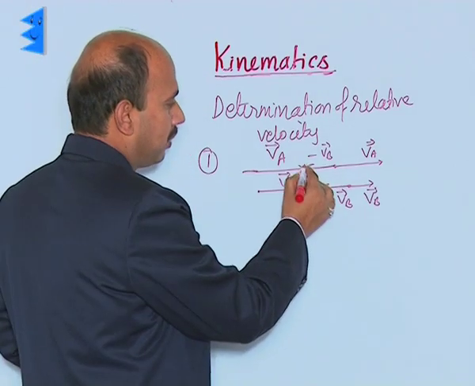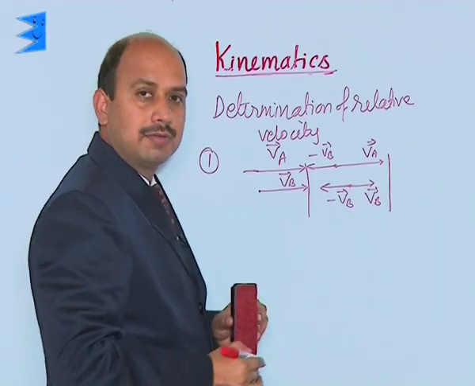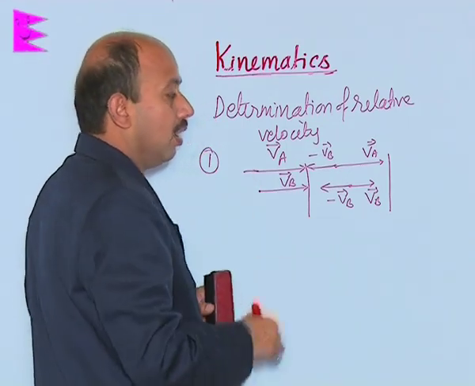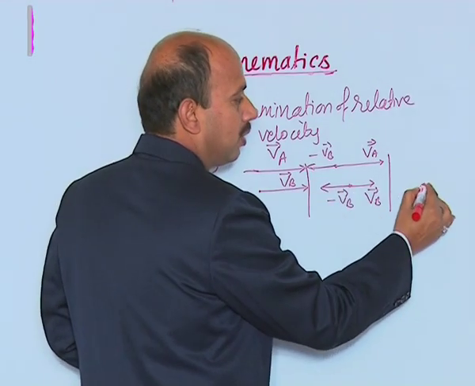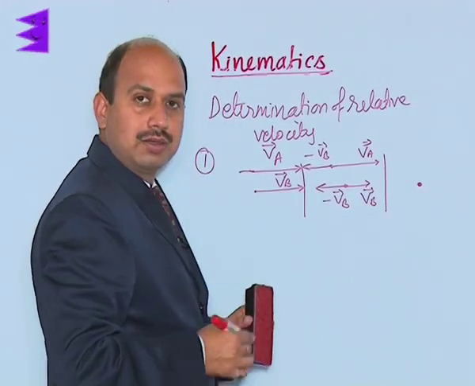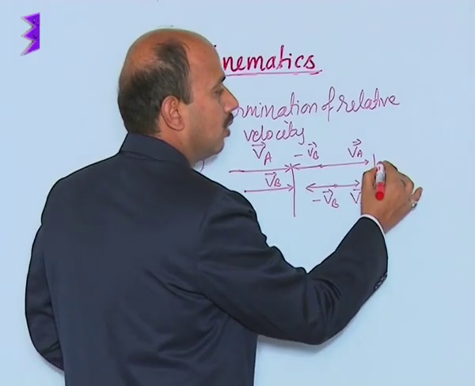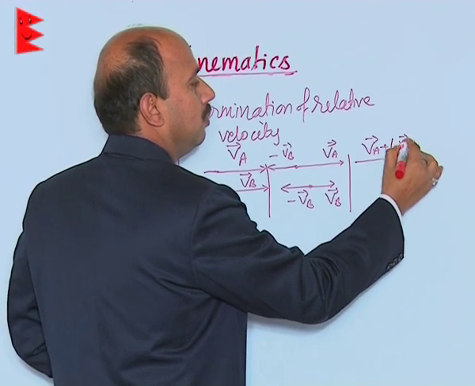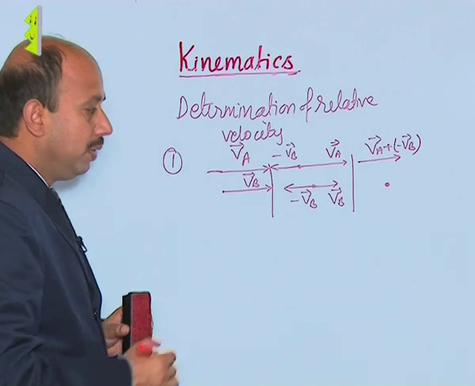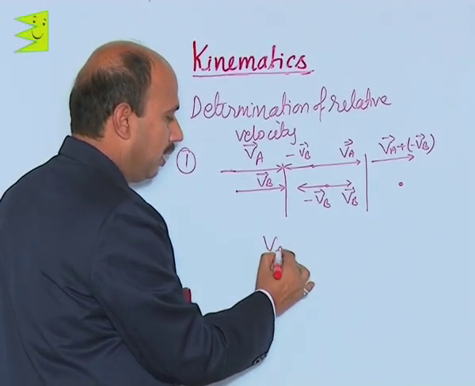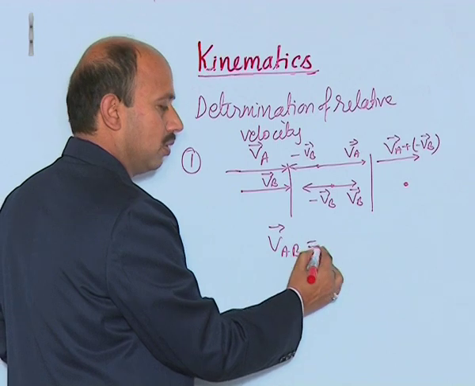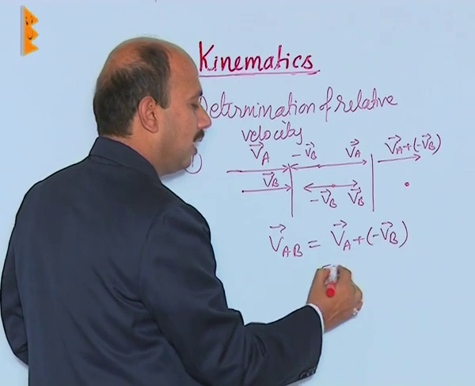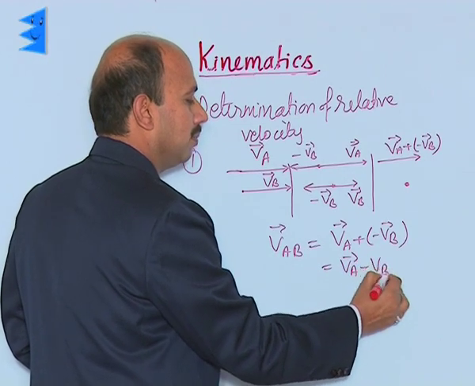So, this is the first step, this is the second step. I have superimposed an equal vector because we are calculating the relative velocity of A with respect to B. Now, this will come to rest because this and this will give you a 0 vector, but this will become the velocity of A plus minus velocity of B. So, we can write relative velocity of A with respect to B is equal to V A minus V B.